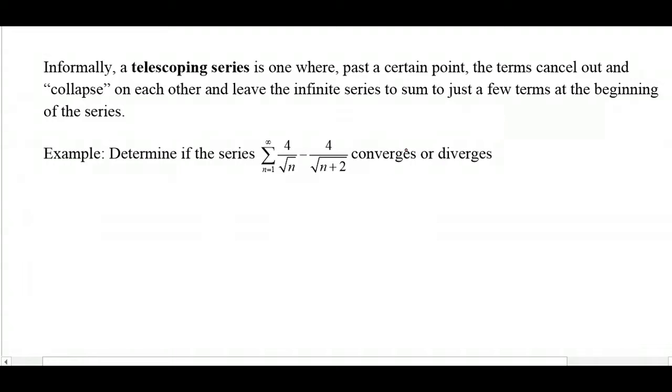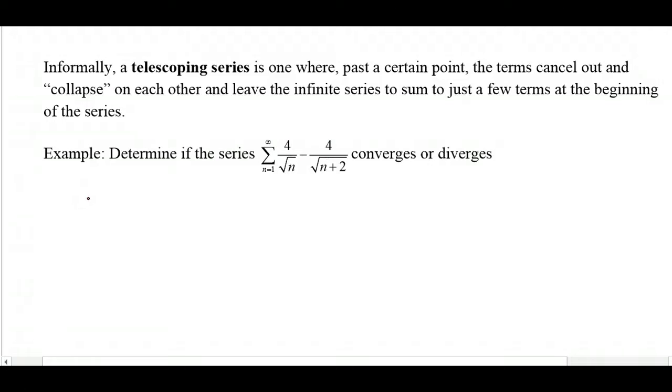So let's do one more example of this. Determine if the series, the sum from n equals 1 to infinity of 4 over radical n minus 4 over radical n plus 2, converges or diverges. So what's the indicator that you have a telescoping series? You probably have a difference of two rational functions, or two function over function type of problems.